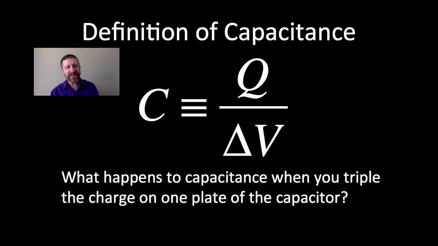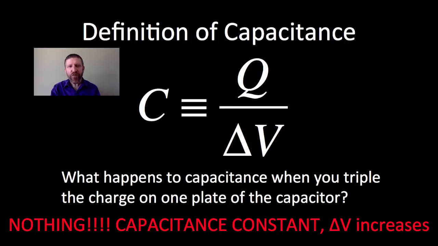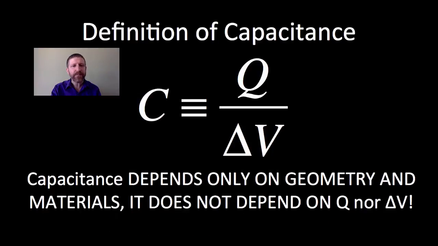Well, I'll give you a hint. They're not going to change this label every time I charge this thing up. What happens to the capacitance? Nothing. Nothing happens to the capacitance. What happens is delta V will increase. When you put triple the amount of charge on it, delta V will be increased by 3 times.